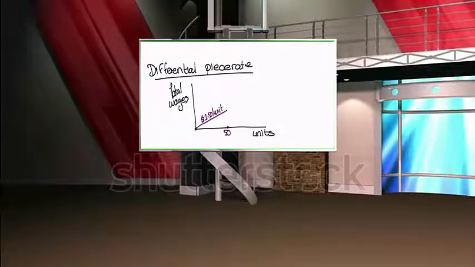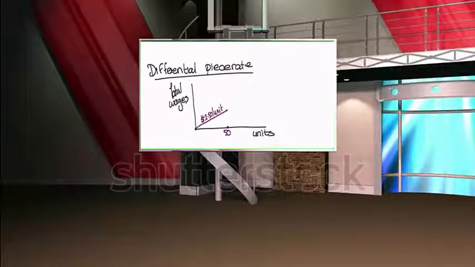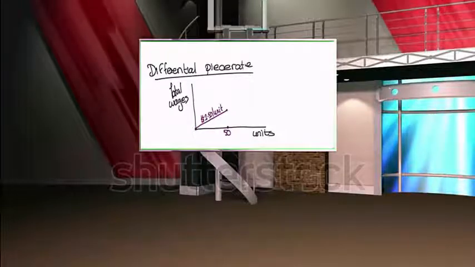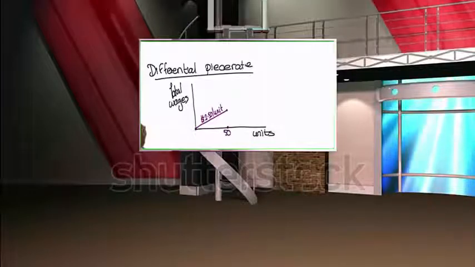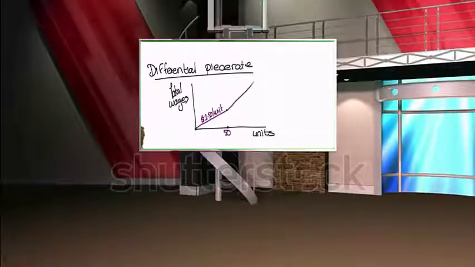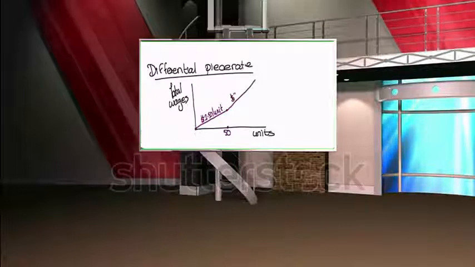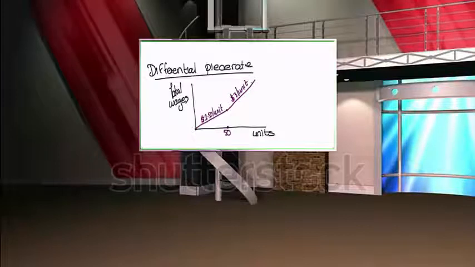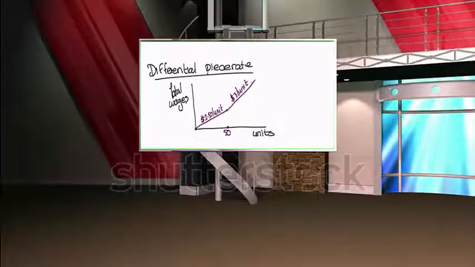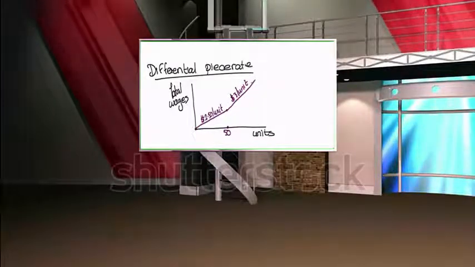After they go beyond this level of activity, their rate is going to increase. So once they go above the 50 units level, their total wages will increase at a rate of $3 per unit. And that's our differential piece rate payment scheme.